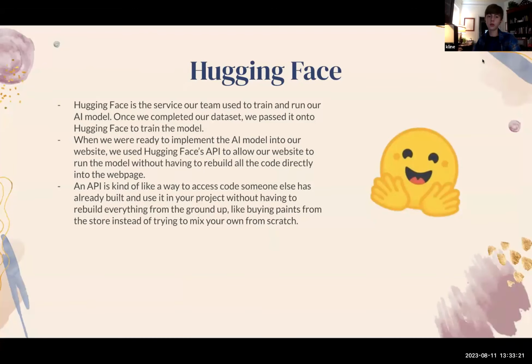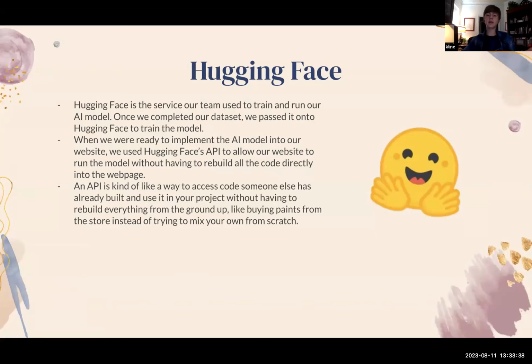So Hugging Face is the service we used to train our model. Once we completed our data set, we passed it on to Hugging Face to train the AI. And then when we were ready to implement the model into our website, we used Hugging Face's API to allow our website to run the model without having to rebuild all the code directly into the web page.